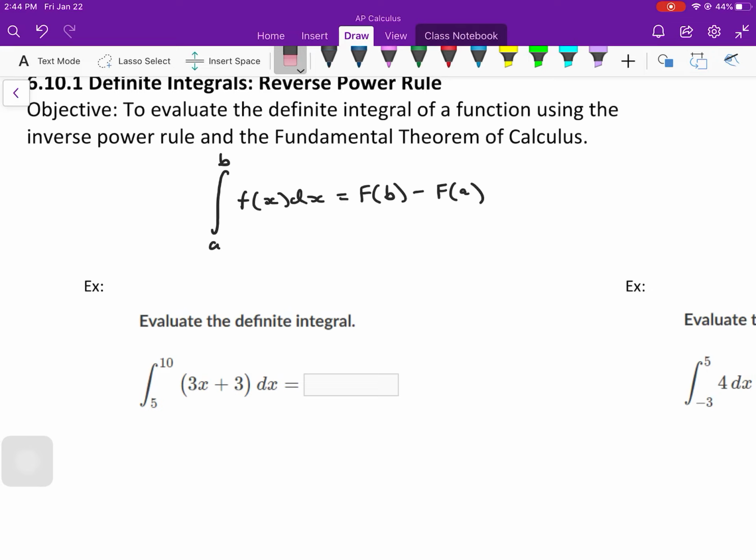Well, now we know how to actually find the antiderivative because that's what we did in the past couple sections, right? So that's exactly what we're going to do now. We're going to put it all together. We're going to find the antiderivative and then plug in our bounds. That's basically the idea here. So let's go ahead and start with this one.